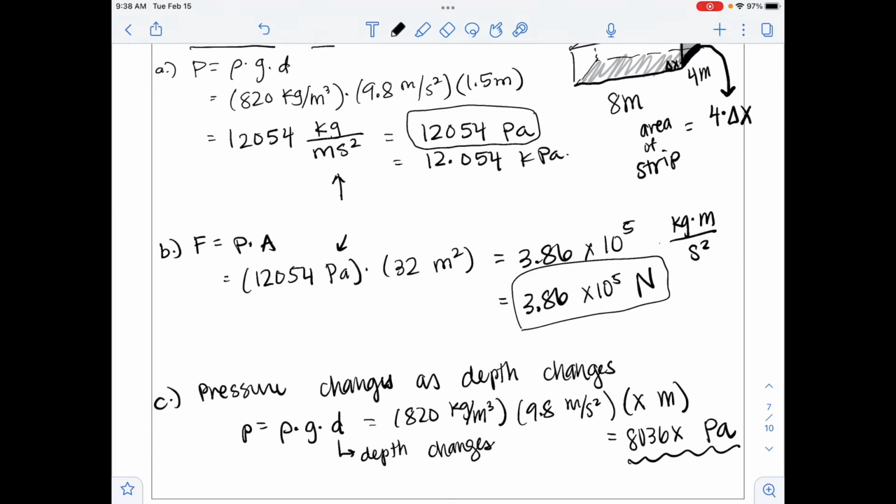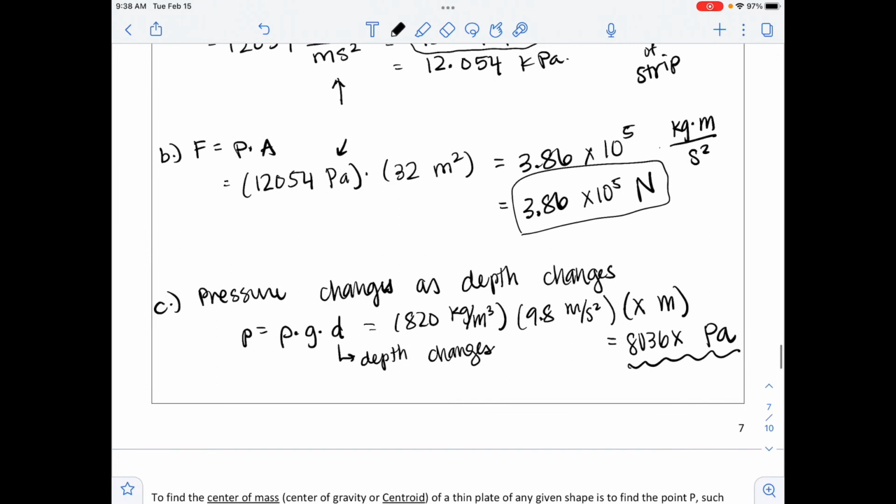And so in order to find the hydrostatic force at the end of the tank, force equals, so since we're dealing with this change, we're going to have an integral. I'm going to go ahead and put our pressure formula down, which is 8,036x, then times that area of the strip, which is going to be 4 times delta x, which in this case we'll write as dx. And we're integrating over that depth, which would go from 0 to 1.5.